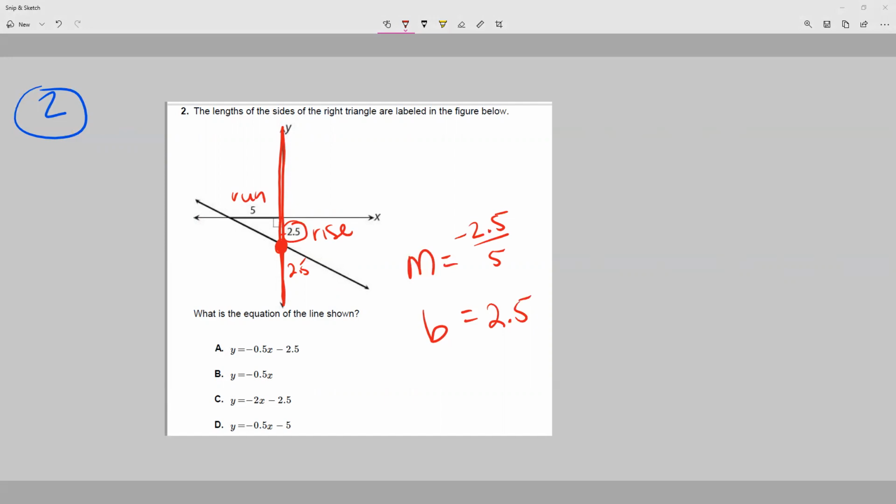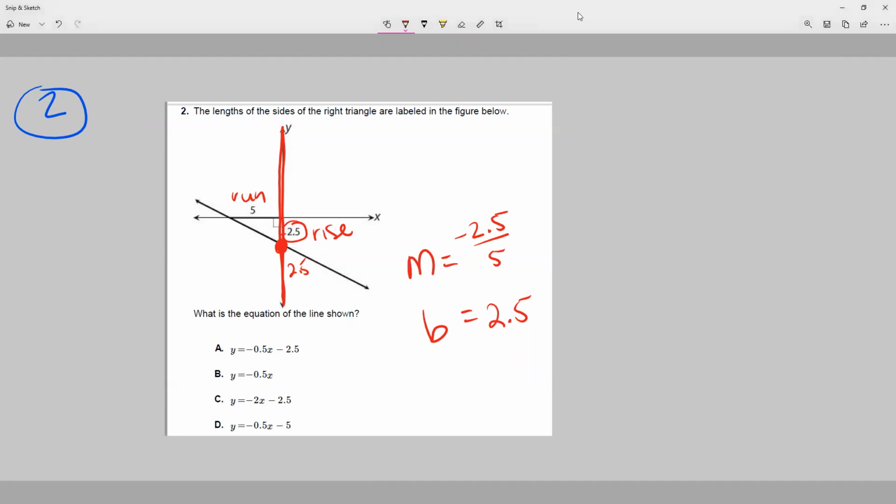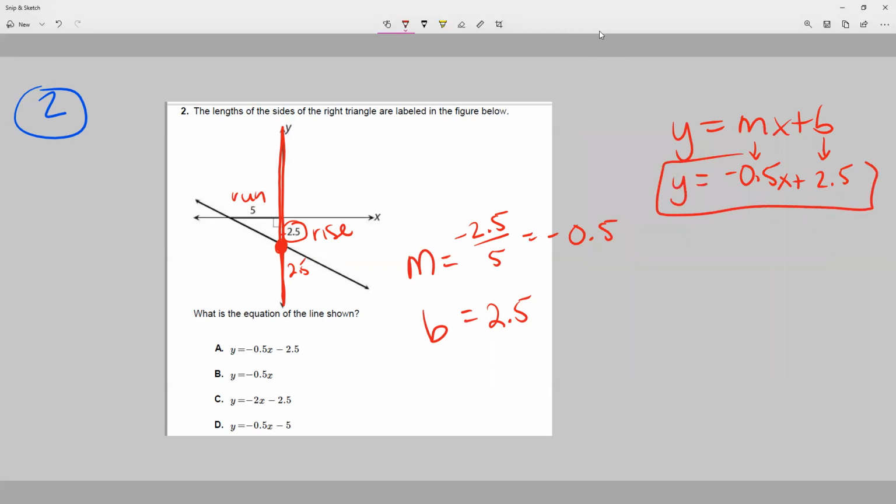Remember that you can go into School City and sometimes they have a calculator that's available to you. In 8th grade, I believe you get a regular calculator. So if I put in negative 2.5 divided by 5, that's negative 0.5. So really what I'm saying is that this is negative 0.5. So y equals mx plus b means that this is negative 0.5 for m, and then 2.5 positive, right, for b, and I just need to put in that x and the y.